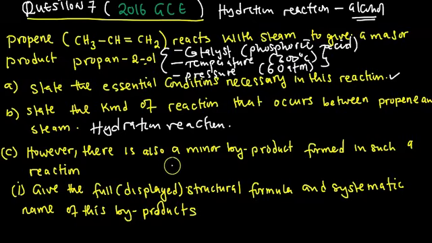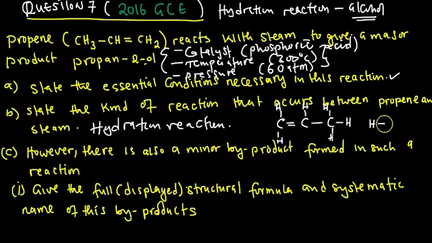However, there is also a minor byproduct formed in such a reaction. So now listen, when propene reacts with water, two products are formed. One is called the major product, the other one is called the minor product. So let me put here H and OH, reacting. One is the major product, one is the minor product. You can check on what we call Markovnikov's rule.